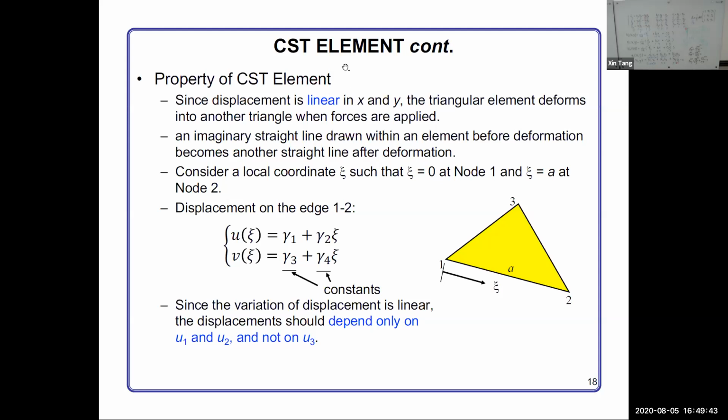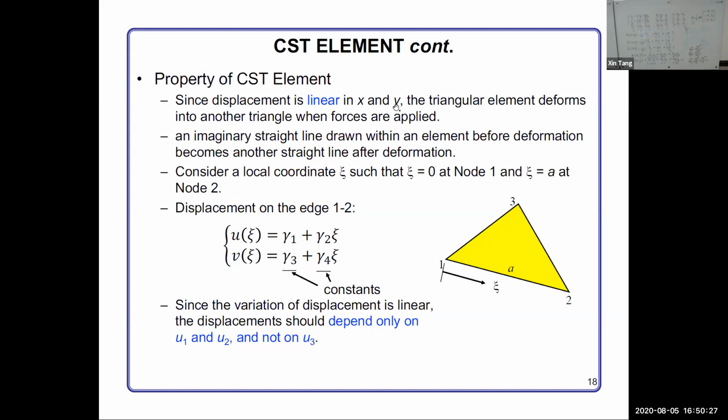Now, for the CST element, since the displacement is linear, the triangle elements, when they deform, will not deform in a curved way. They will also remain as a triangle, but with a different shape. Like one triangle gets stretched, or one triangle gets compressed, not crushed to a line. But they will not become circular in shape, will not become curved, right?